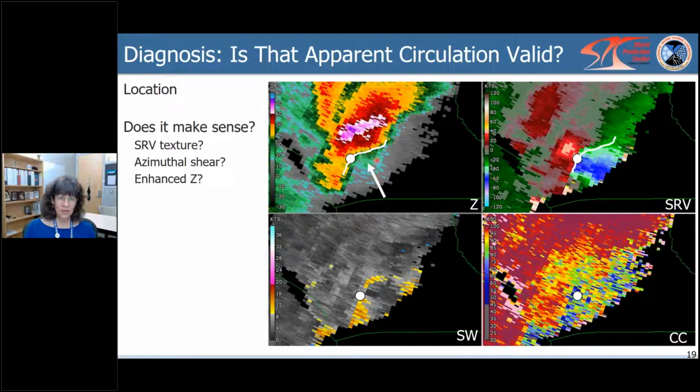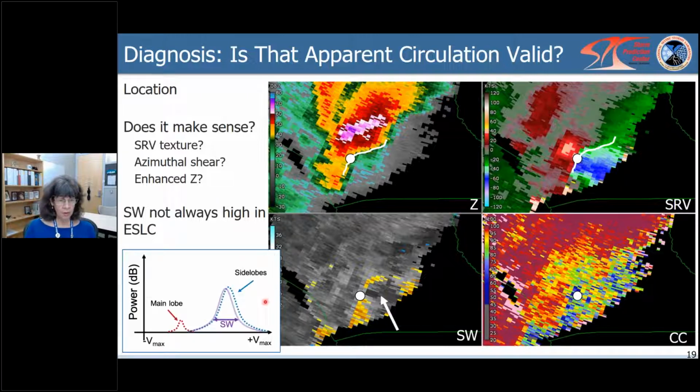That doesn't look like Mother Nature to me either. And there is enhanced reflectivity in the inflow region that is almost suggestive of a 3-body scatter spike, right? But the other radar variables don't show us any evidence of a 3-body scatter spike. So what might be going on here? This is a good example, by the way, that the spectrum width is not always high in ESLC. It's remarkably low in this particular case. So even though I don't have IQ data, I strongly suspect that we've got a mix where the side lobe return power is dominating the returns from the main lobe, such that the spectrum width is relatively low.